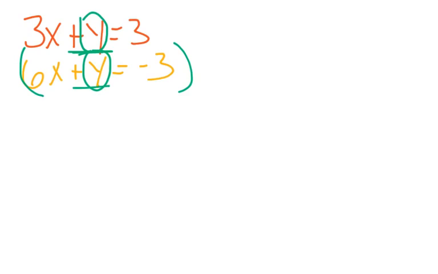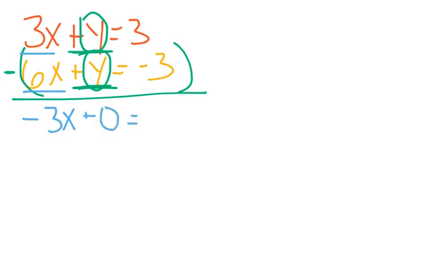Since we're adding y in both equations, that means if we subtract the bottom equation from the top, y will be eliminated or will go away. So if we subtract these two equations, 3x minus 6x will give us negative 3x. y minus y gives us 0. 3 minus negative 3 is 6.